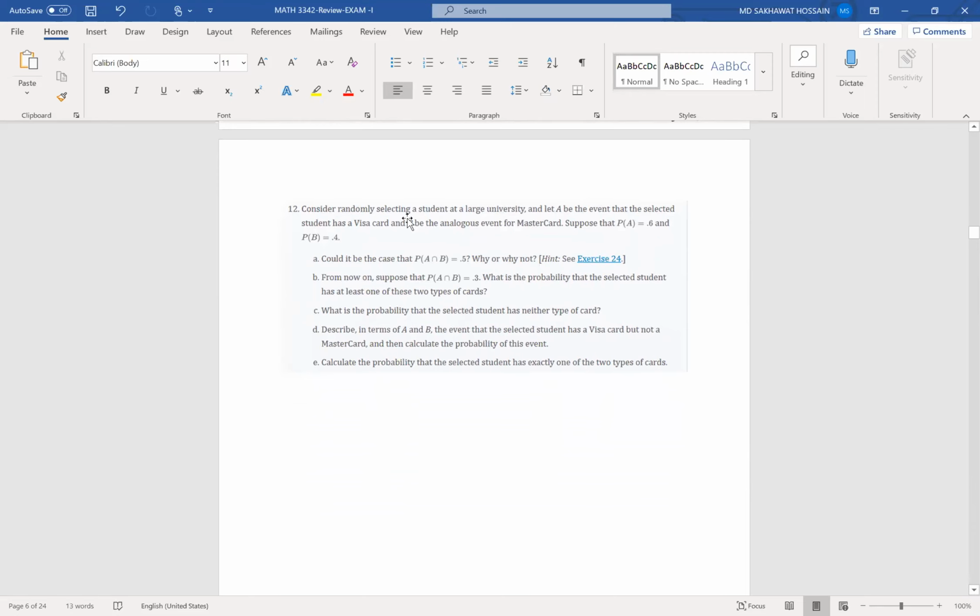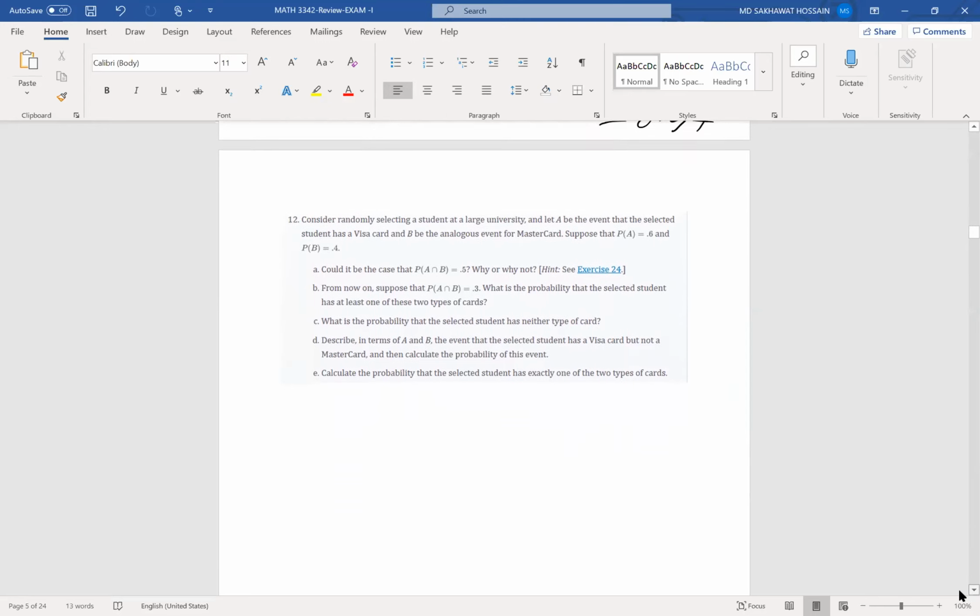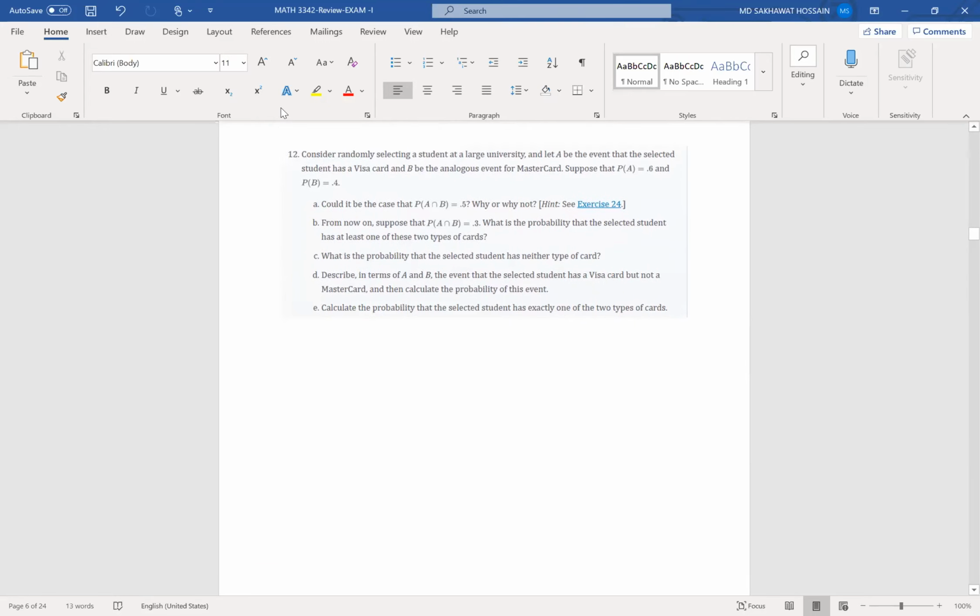Okay, so consider randomly selecting a student at a large university and let A be the event that the selected student has a Visa card. Actually, we went over this problem in class, so I'm not going to go over it today. But if you have any question, maybe we can come back to this problem later.